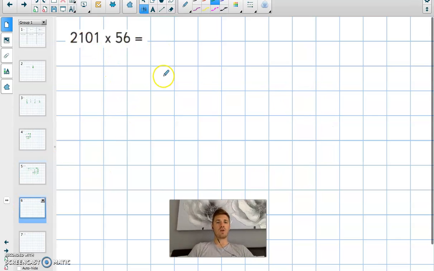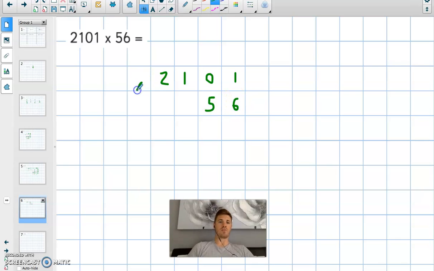Okay, next question, long multiplication. So we are definitely going to use the formal method for this one. So put 56 below, put your multiplication sign so you remember the operation. We're going to start off by multiplying all of those digits by 6. So 6 multiplied by 1 is 6. 6 multiplied by 0 is always 0. 6 multiplied by 1 is 6. And then 6 multiplied by 2 is 12.